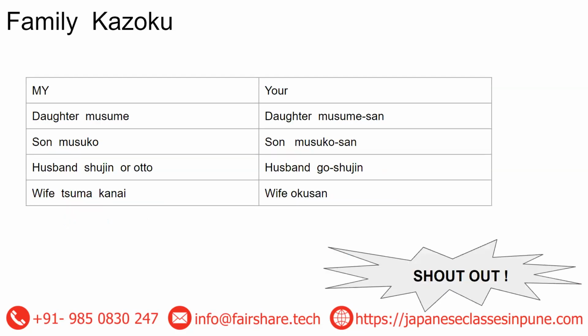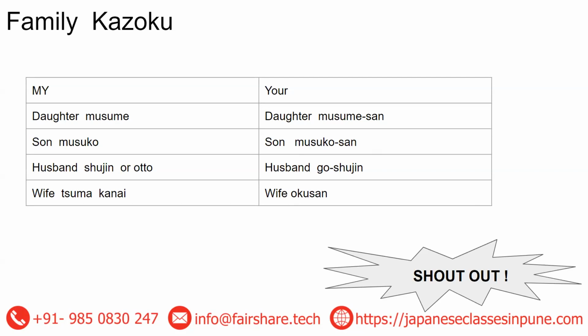We're not done with the list yet, so we'll finish this and then we'll see what comes further. My daughter is Musume. Now here the word is written as Musume, but when you're saying it out loud, you say Musme and not Musume. Okay, so Musme, someone else's daughter, Musme-san. My son is Musuko, same rule. Someone else's son, Musuko-san.